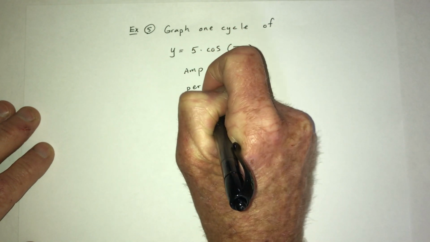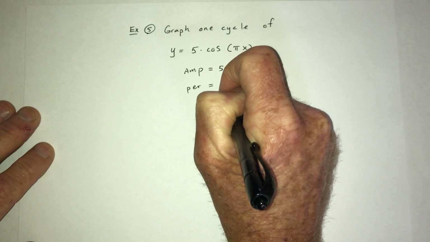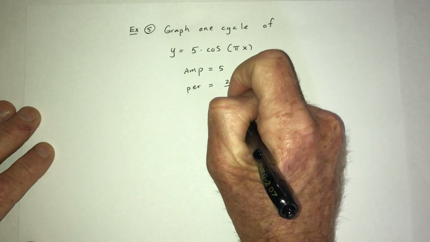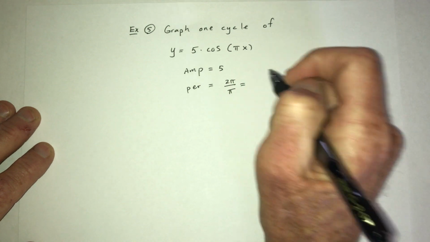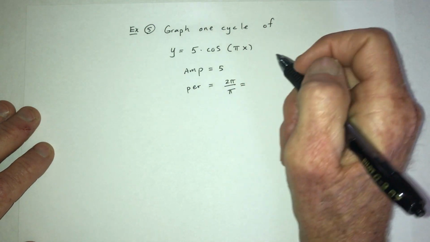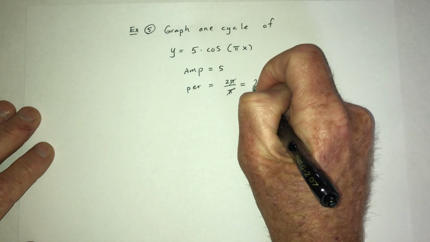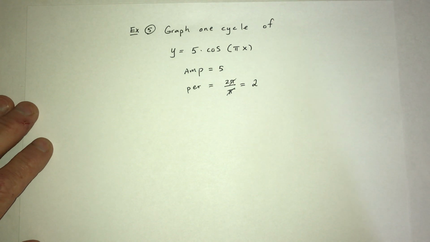And for the period, you use the formula 2 pi divided by whatever number is sitting in front of x. So in this case, it's going to be 2 pi divided by pi. And then, just like when I have a fork, the pi disappears. So the period is 2.